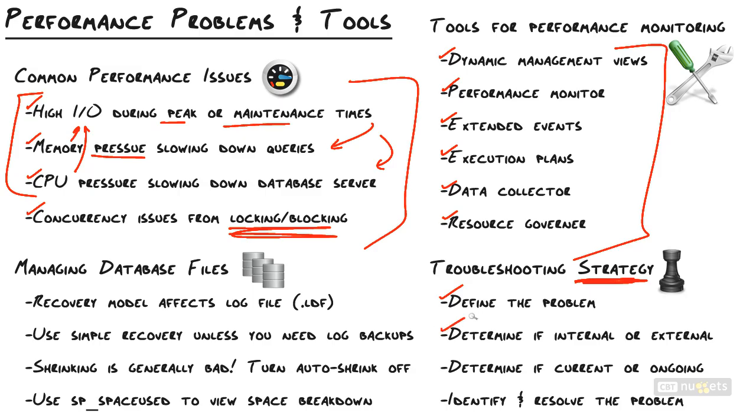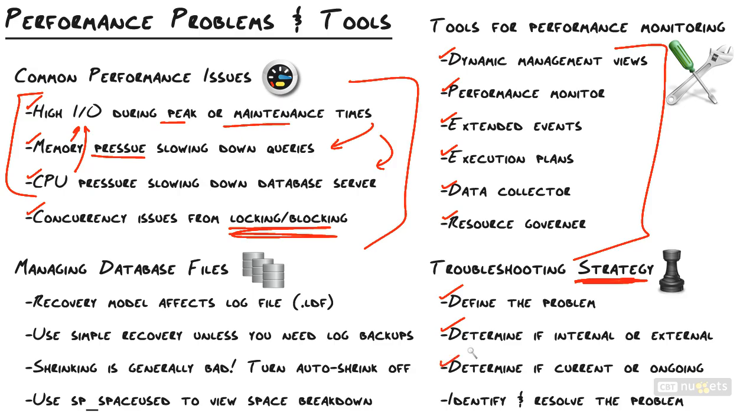Then determine if it's internal or external. This is huge for performance because it can get us halfway there, especially if we have other things running on our SQL Server. Then that could open up a whole other can of worms. So it's good to first identify if it's internal or external. If it's internal, again, you're halfway there. You know it's SQL Server.